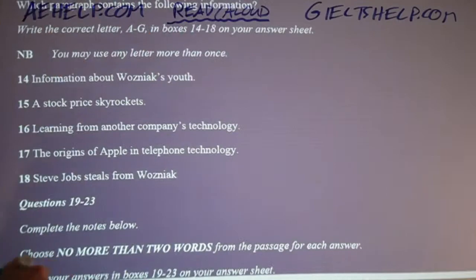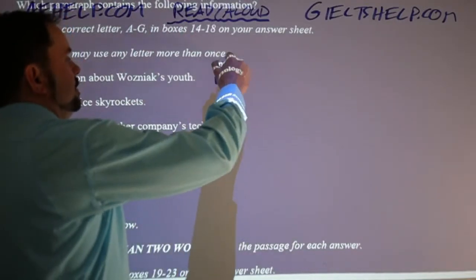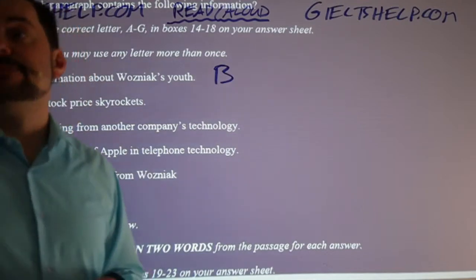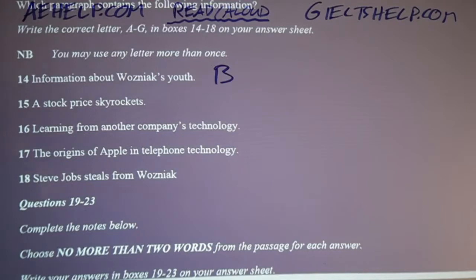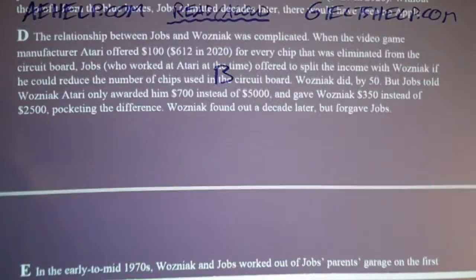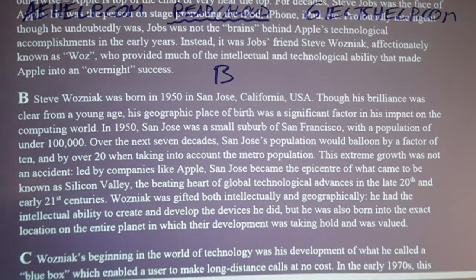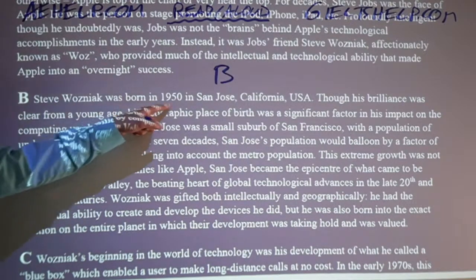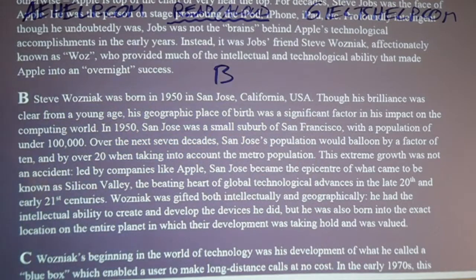Okay, very nice. So information about Wozniak's youth, paragraph B, right? And if I want to at home and check that, I can, but I'm quite confident. And if I'm practicing for time, then I would not go back. So Steve Wozniak was born in 1950, right? Natalie says yes. Very good.